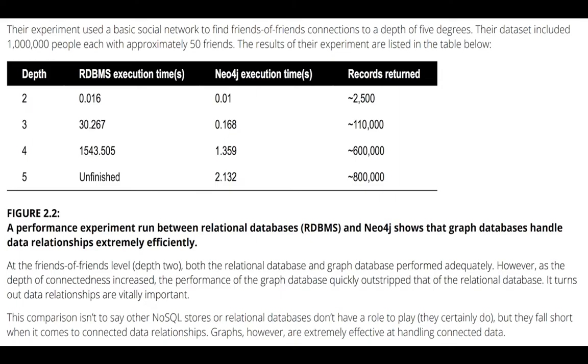So when we increase the number of depth in our query, relational database management system execution time increases exponentially. And Neo4j execution time is almost linear even if we increase the number of depth.